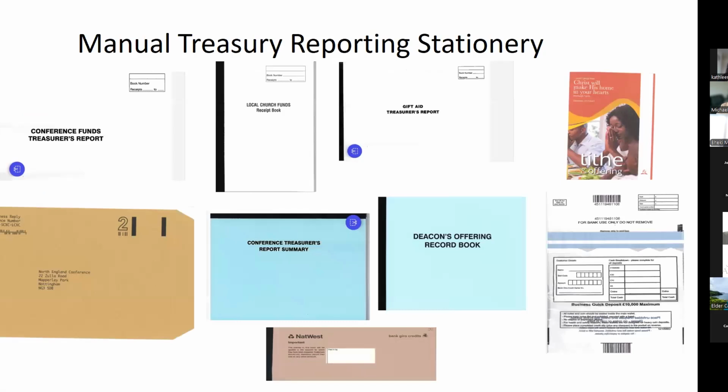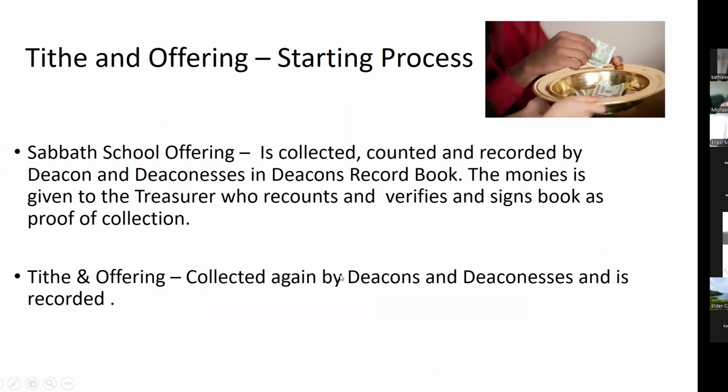This here is the stationery that's usually used for manual reporting, the various books and envelopes and banking things. For those who are doing electronically, you'll see there are some items there that you would use as well. That's the stationery that you will get. Most of them you get from us at the Treasury Department. The banking, I'll tell you about afterwards.